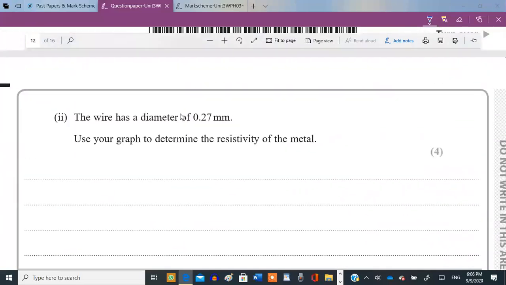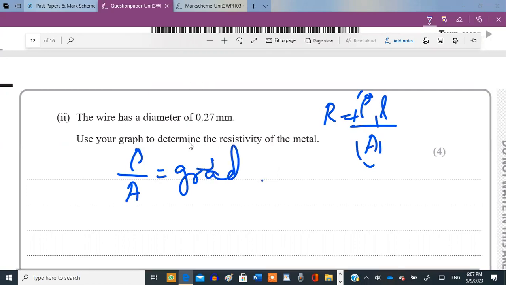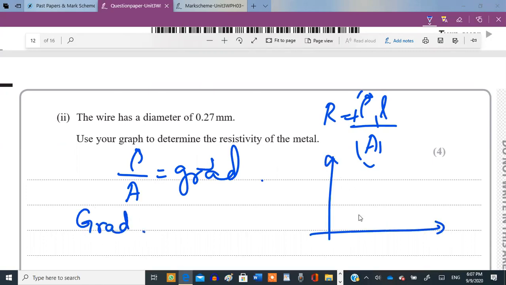And then you need to use it to determine the resistivity of the material. So what do you think is the resistivity of the material? R is rho L over A, right? Rho upon A represents the gradient of the graph. So you can use the graph to calculate the gradient first. To calculate the gradient, again, I'm telling you, if this is how your graph is made, then you must take 2 points which have to be very far apart from one another. And after taking those 2 points, you have to draw out a triangle over here from those 2 points, okay?